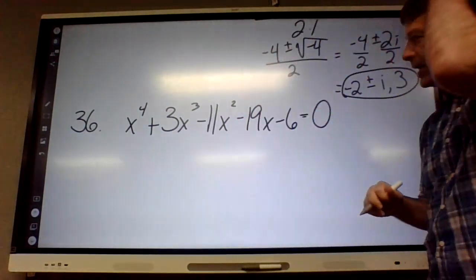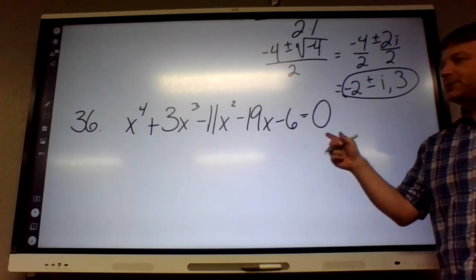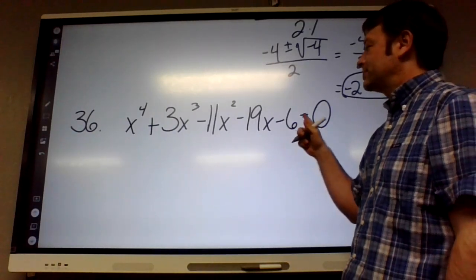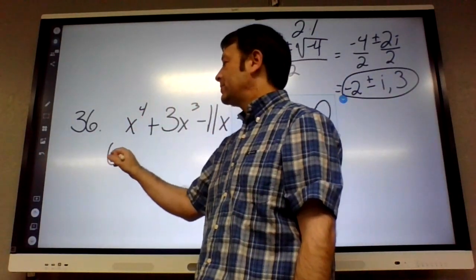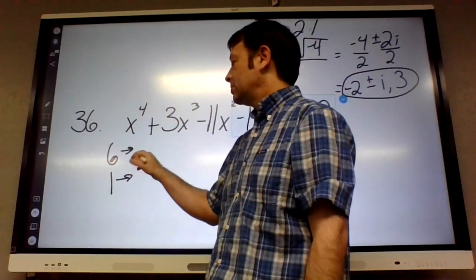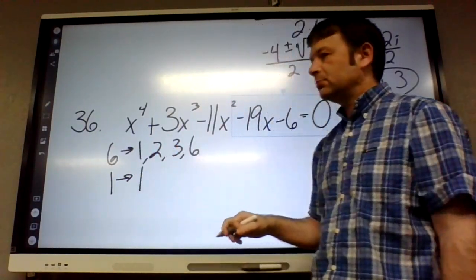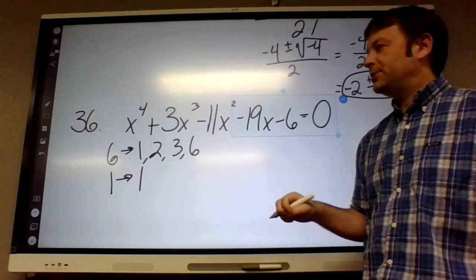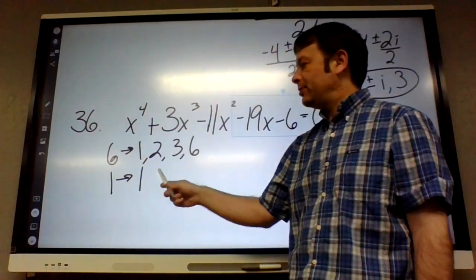Please help me. Okay, so what are possible answers for this? Possible rational answers? Factors of 6, factors of 1. I don't like this. Literally, no one does. We're not doing it for your entertainment. If you enjoy yourself, that's just a happy accident. Okay, so we got 1 over 1, 2 over 1, 3 over 1, 6 over 1.